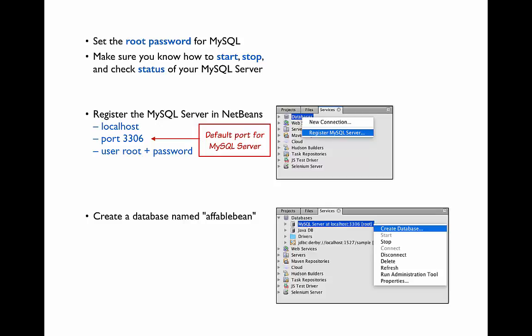Right-click on MySQL Server and create a database called Affable Bean, all one word and all lowercase letters. That's it. Now you've got the framework of your Affable Bean project all set up.